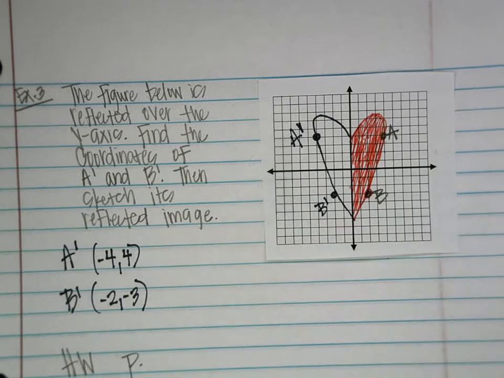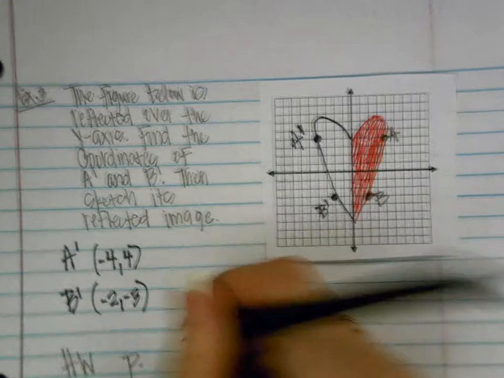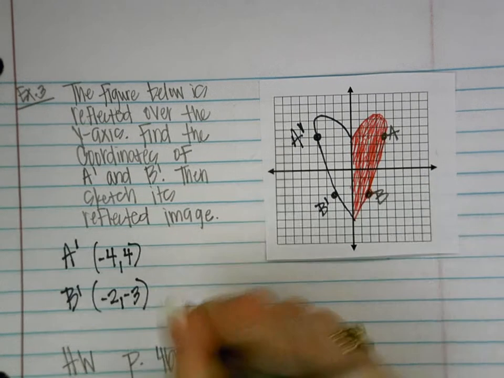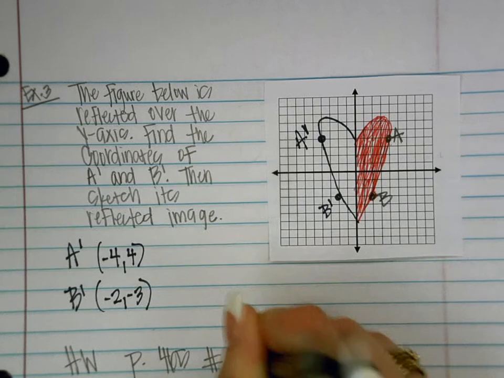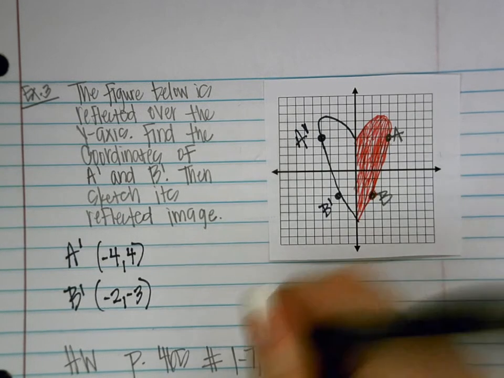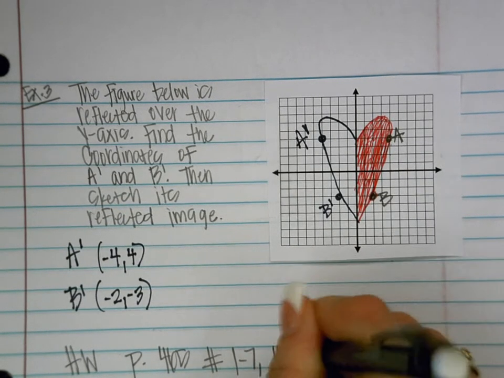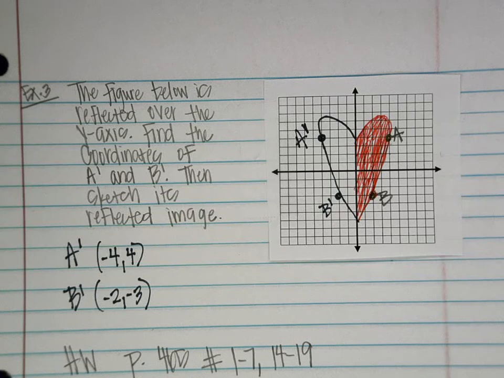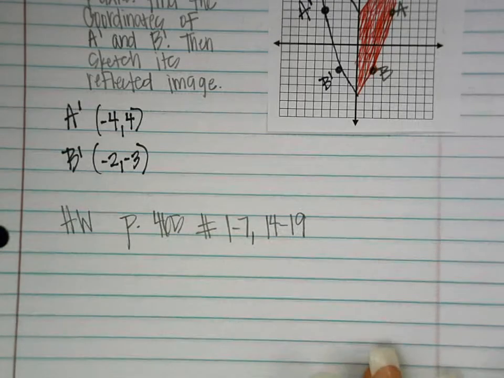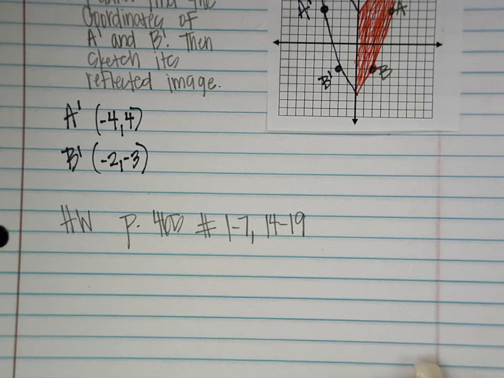So homework for this is going to be page 465. You're doing numbers 1 through 7, then 14 through 19. You will be turning in homework even when I'm gone. Where are you going? What if he loses it?